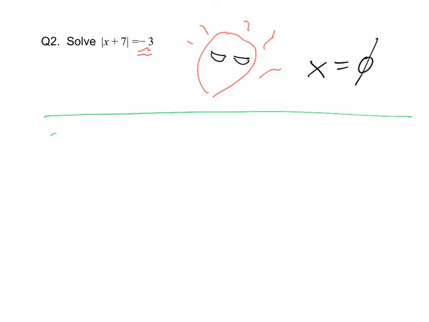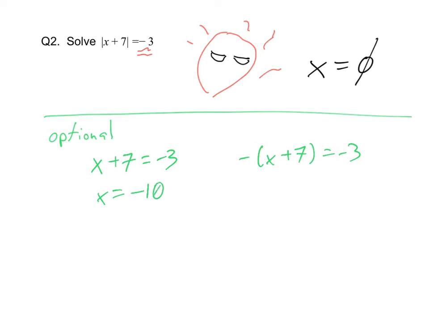That being said, and I would consider all of this work optional and not required as part of the solution to this problem, let's solve it using the same approach as the previous problem. So we have one possible solution of x plus 7 equals negative 3, and another possible solution of negative x plus 7 equals negative 3. Okay, so in the first case, we get x equals negative 10. In the second case, we get negative x subtract 7 equals negative 3. Negative x equals 4. X equals negative 4.